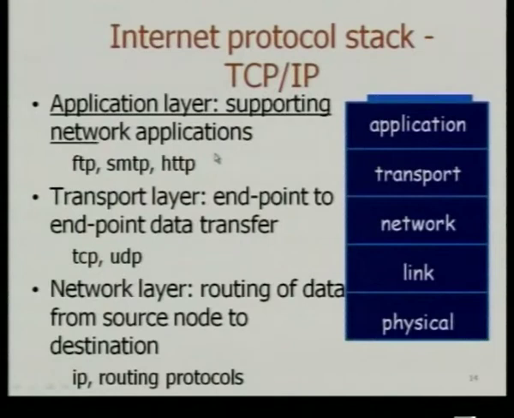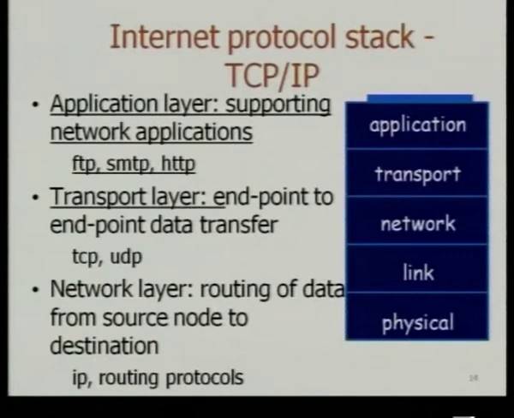So what does the application layer do? It is supposed to support networking applications. So you have different applications like FTP, SMTP, HTTP and so on. These are words that you must be familiar with. FTP stands for File Transfer Protocol, SMTP stands for Simple Mail Transfer Protocol, HTTP is the one that we use in our web browsers, the Hypertext Transfer Protocol. So all these are the different protocols which are used at the application layer.